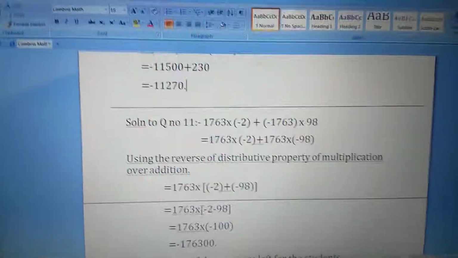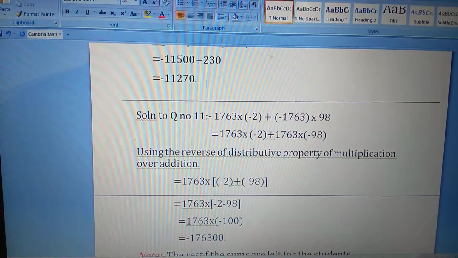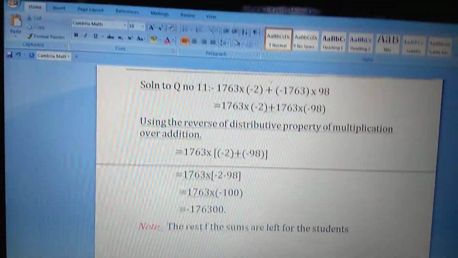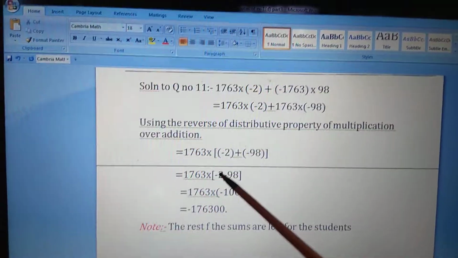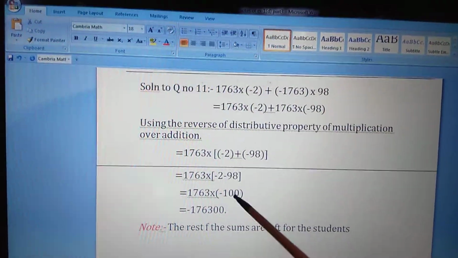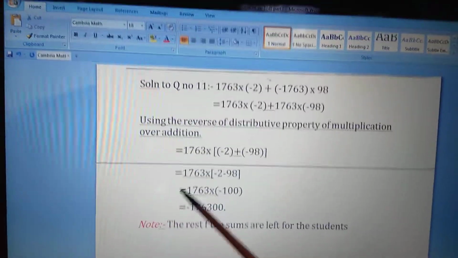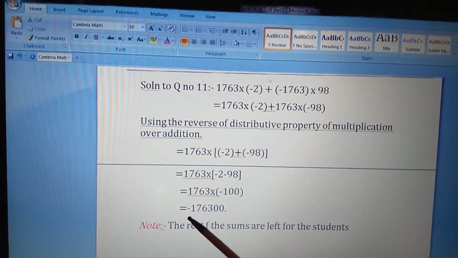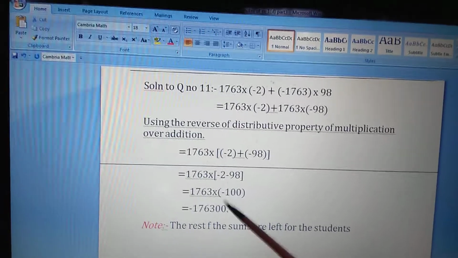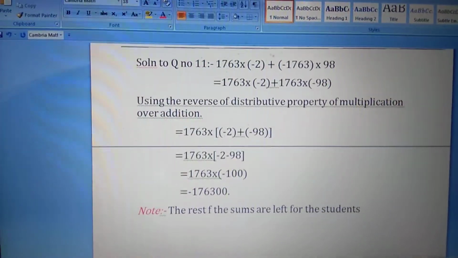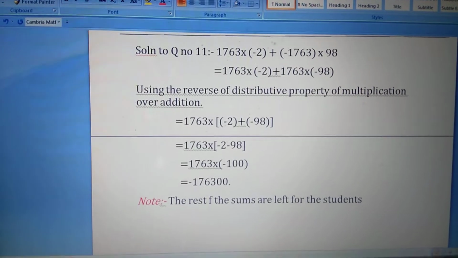Both the numbers have the same sign. So according to the law of integers, here we will perform addition. So 2 plus 98 is 100 and the common sign is minus. So now we will multiply this with 100 and we will get the result. With the same procedure, if we move to question number 12, we will get our result.